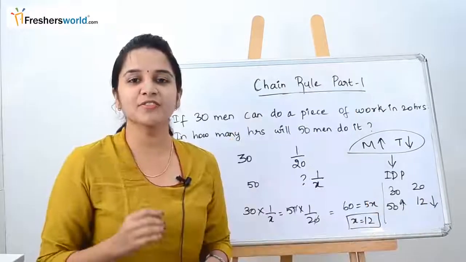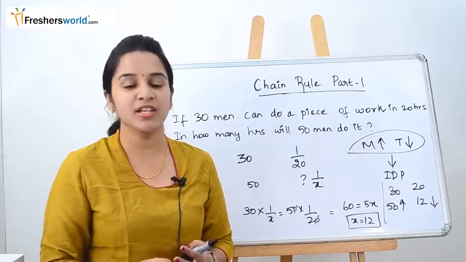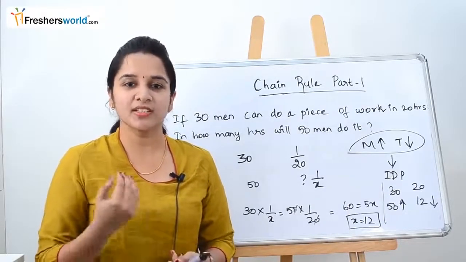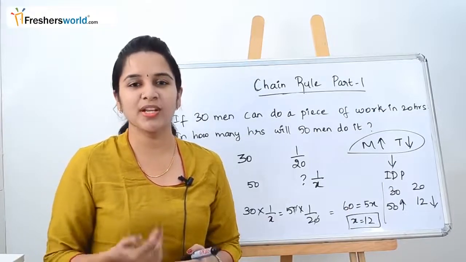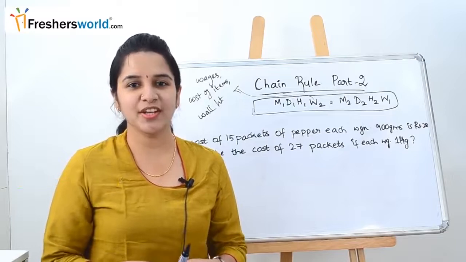So in the first part of the chain rule, we discussed the basic concepts of direct proportion and indirect proportion, and we solved two basic sums. In the upcoming videos, we'll be discussing the tougher problems that fall under the chain rule and simple tricks to solve them very easily. The topic that we are going to look at today is chain rule part 2.